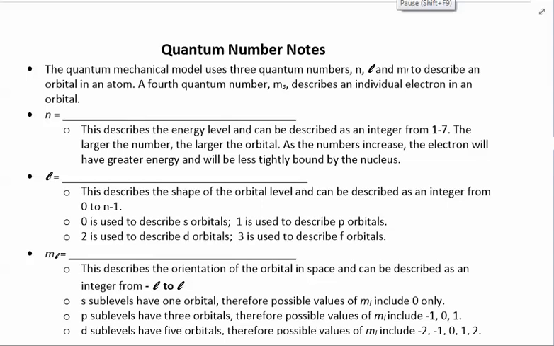So with quantum numbers, you're using three values to describe one of the specific orbitals in your electron configuration or orbital diagram. You also have a fourth quantum number that describes an individual electron in an orbital. What you want to think of quantum numbers as is an address for each electron. Every single electron in every atom has its own unique address.